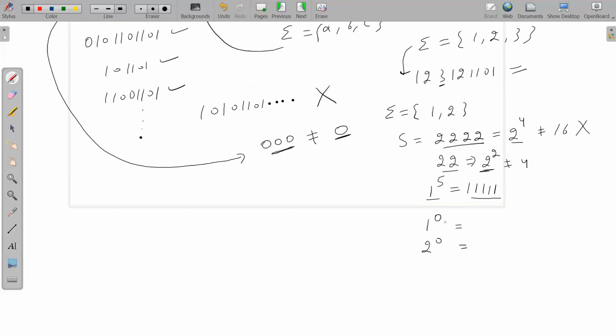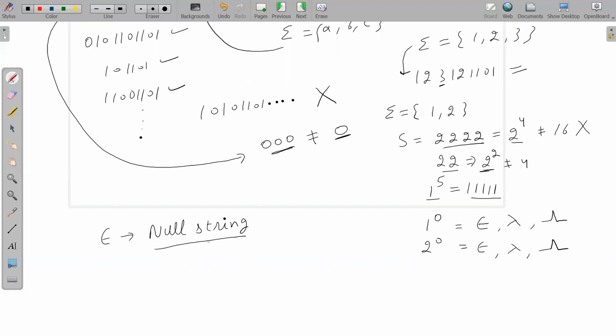Similarly, 1 power 0. What will you say about 1 power 0? What will you say about 2 power 0? So we cannot say it is 1. Okay, we will say it as null, like this, or like this, null, lambda. Okay, so different books have different notations. Some books did not like this also. So we'll represent 2 power 0, 1 power 0 as this. So null is nothing but null string. Okay, this epsilon is nothing but null string. So this term you have to remember.